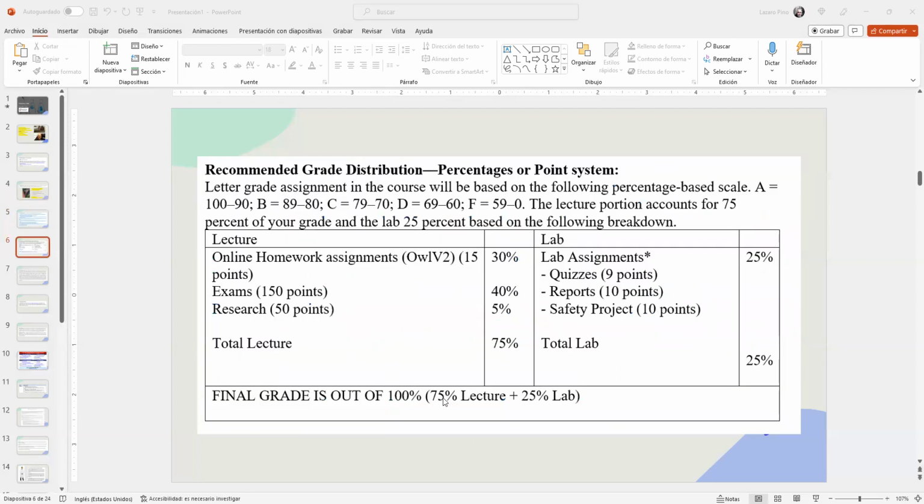The lecture part is 75% of the total grade, and the lab is the rest, 25%. In the lecture, you will have a homework every week, 4 exams, and a research paper. And in the lab, you will have a quiz, a lab report, and a safety project the first week.